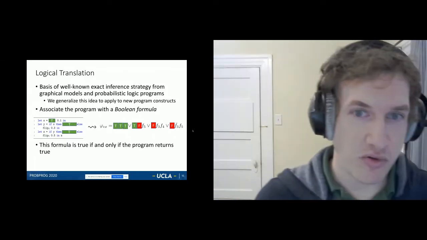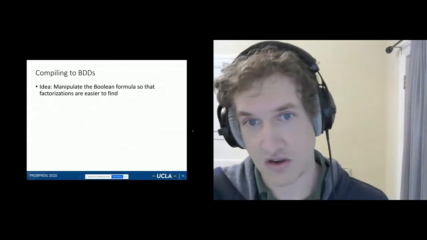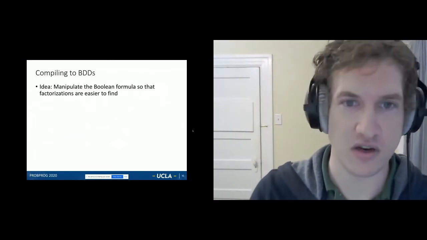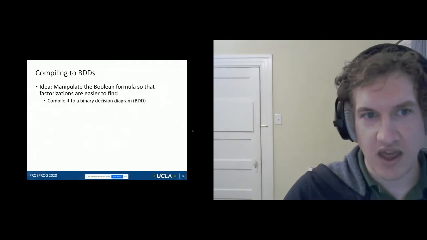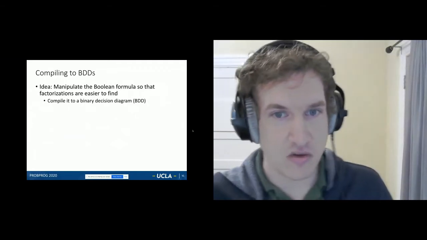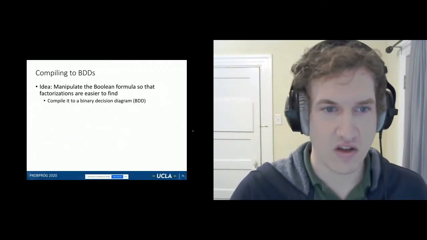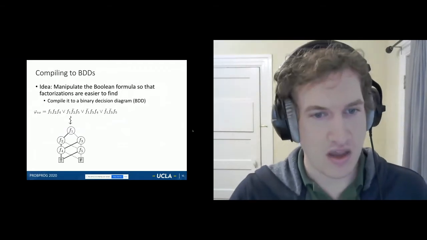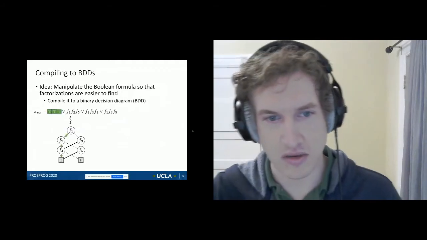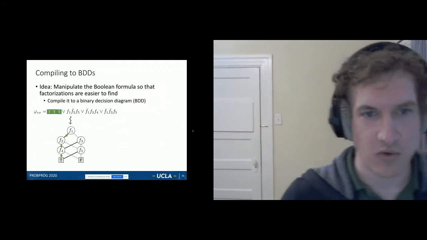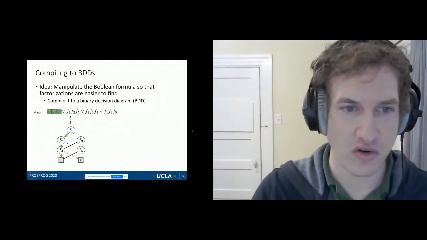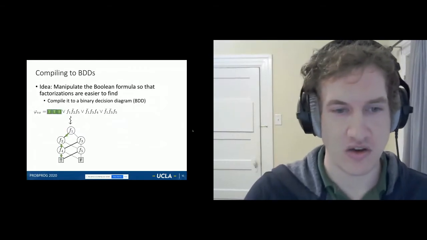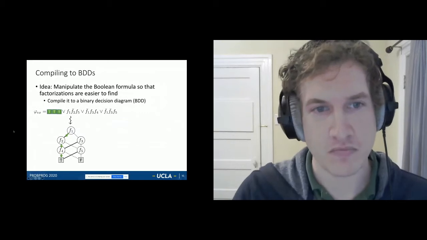Now we're going to manipulate those Boolean formulae so that factorizations are easier to find. This formula on its own isn't going to help us do inference, really. It's just writing the program in a different but more convenient way. So we're going to compile it to a binary decision diagram. We take this logical formula and compile it to a binary decision diagram, which we can see here below. And we can see how it corresponds with the formula. If the first term is true, f1, f2, f4 are true, we take this path through the binary decision diagram, and we end up with the true node here at the bottom.